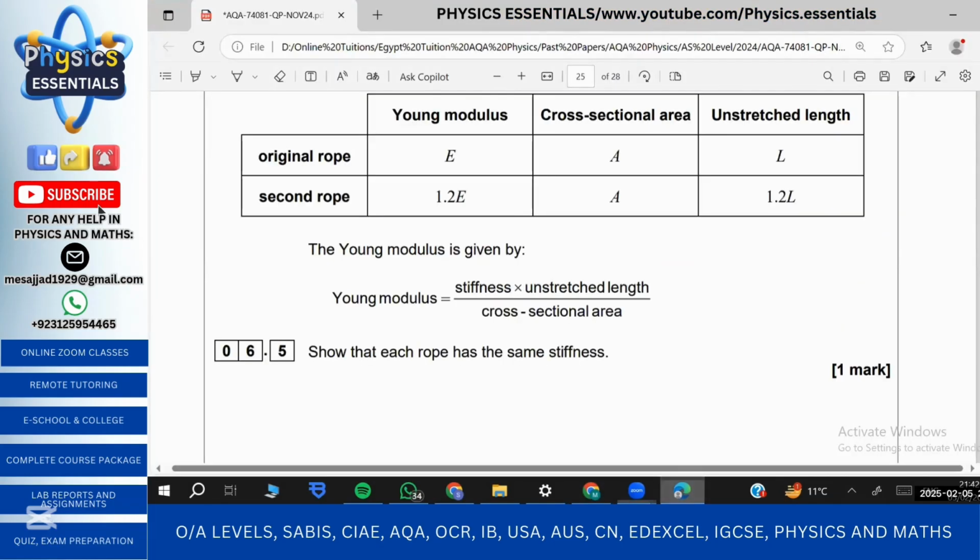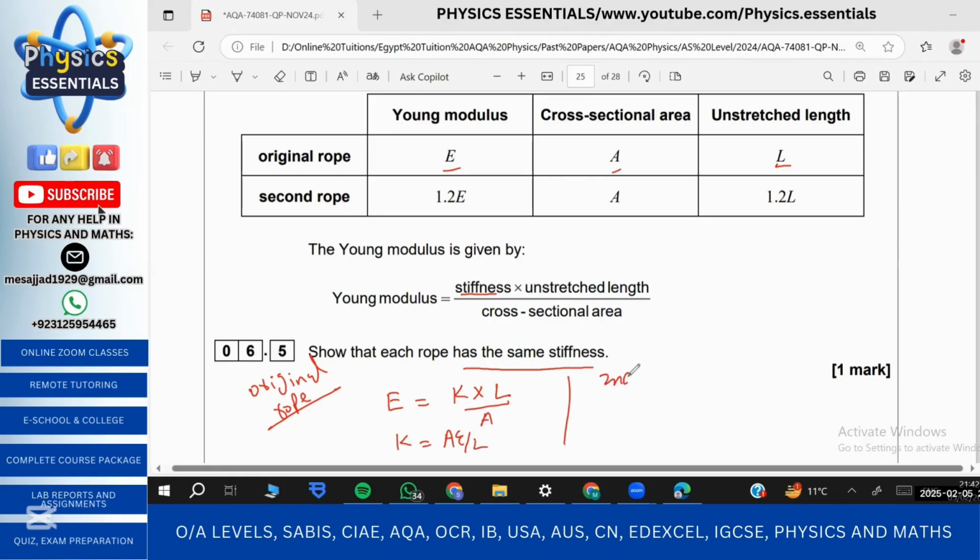All you need to do is find the stiffness of the original rope first and show that both ropes have the same stiffness. So first of all, we will write original rope. For the original rope, the Young modulus value is E, stiffness is K, unstretched length is L, and cross-sectional area is A. So K's value is AE over L.